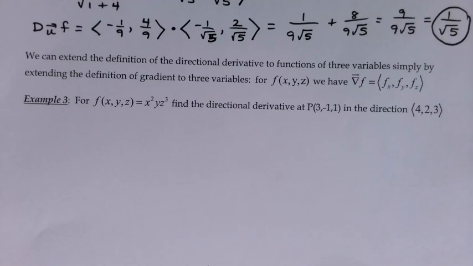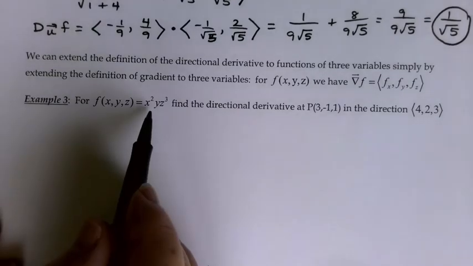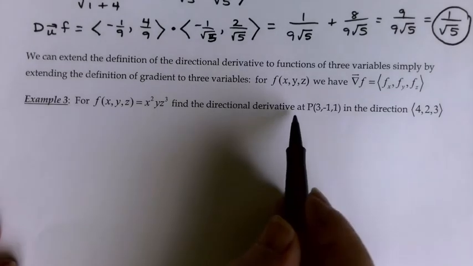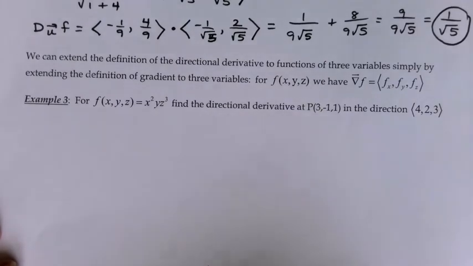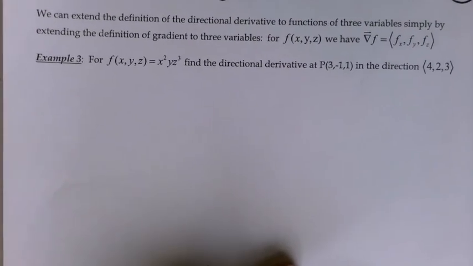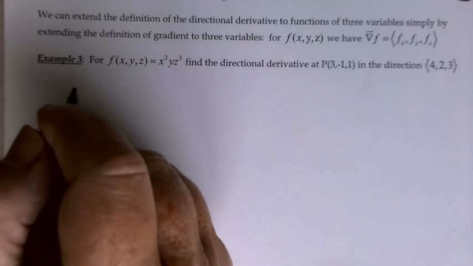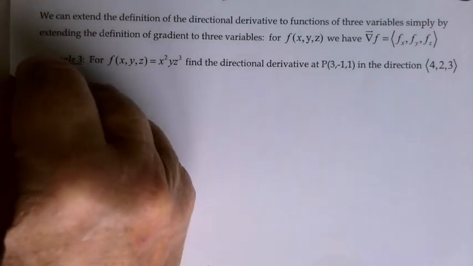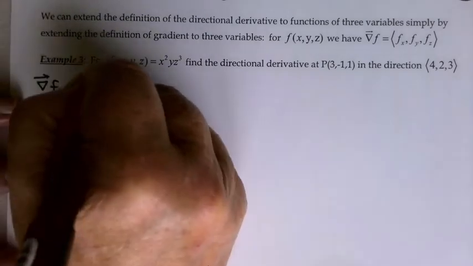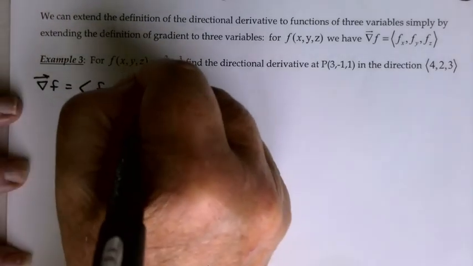So let's give this one a try. This is a function of 3 variables, x squared y z cubed. I would like the directional derivative at the point 3, negative 1, 1, in the direction 4, 2, 3. So I'm going to start with my gradient. And this one's not going to require a whole lot of algebra, so I'm just going to do it on the spot.